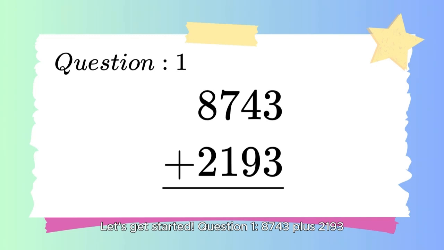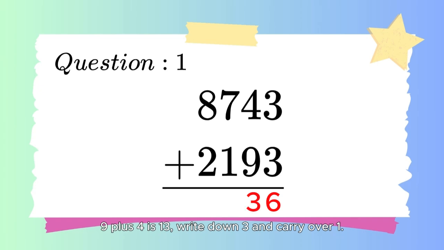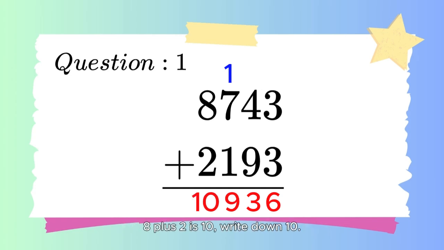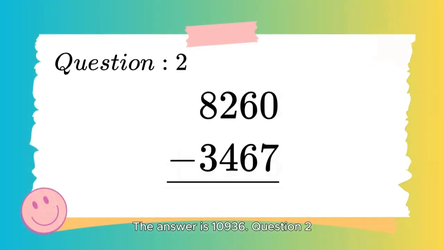8,743 plus 2,193. Let's add these numbers. 3 plus 3 is 6. 9 plus 4 is 13. Write down 3 and carry over 1. 7 plus 1 is 8, plus 1 carried over, it is 9. 8 plus 2 is 10. Write down 10. The answer is 10,936. Question 2.